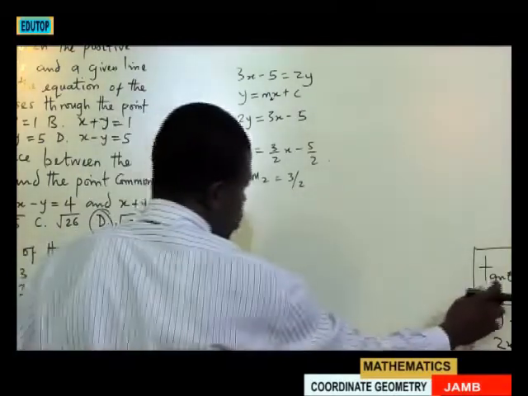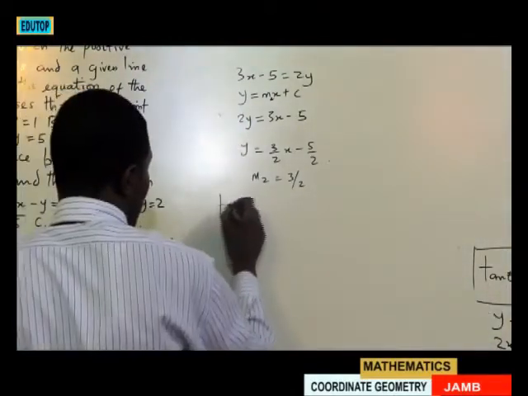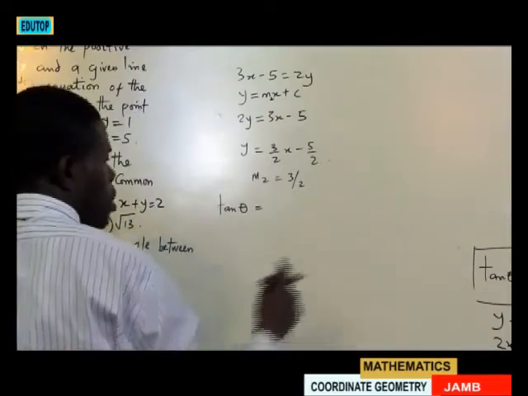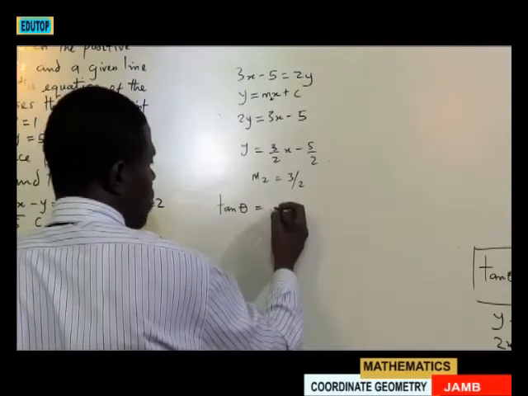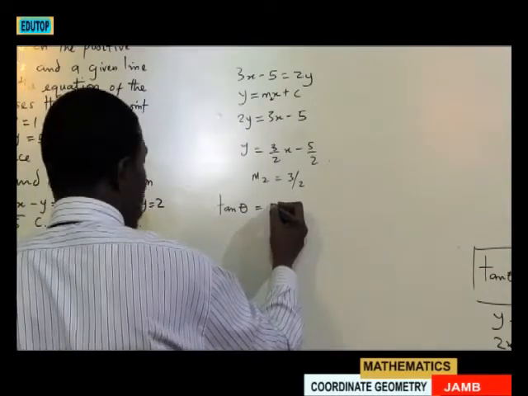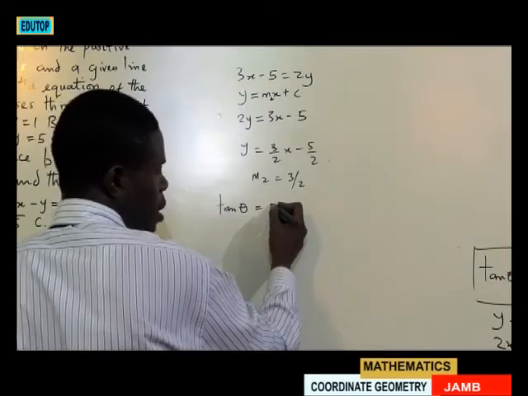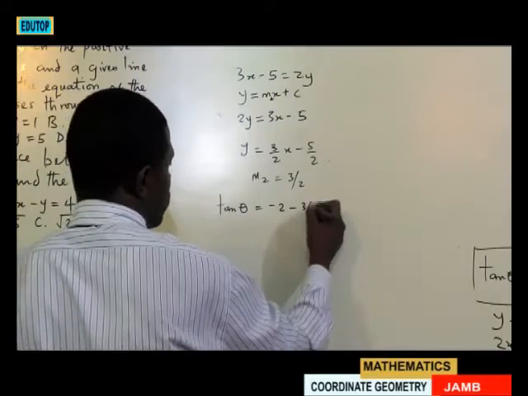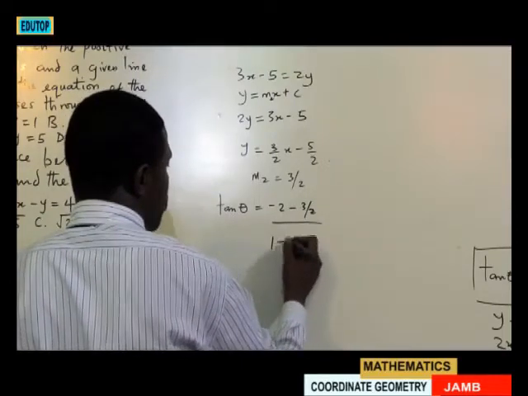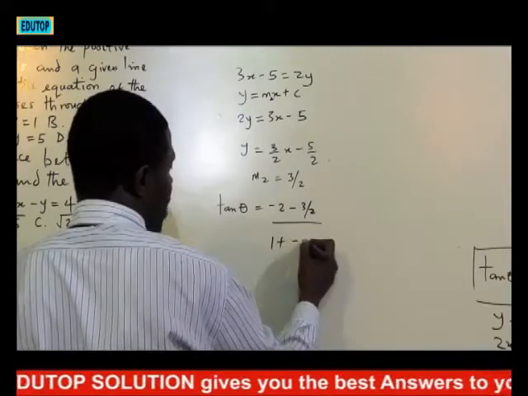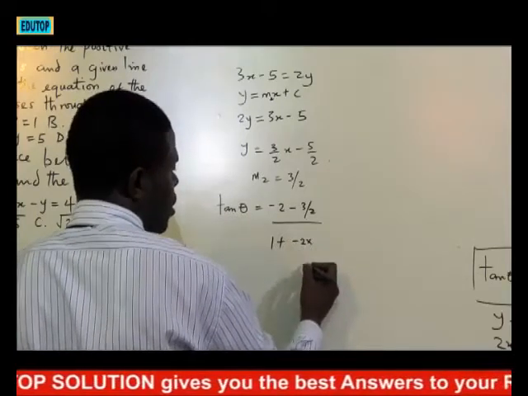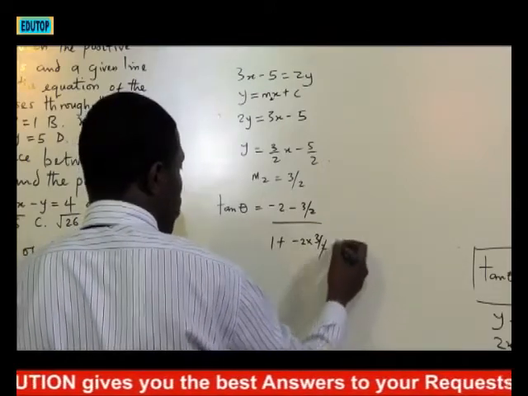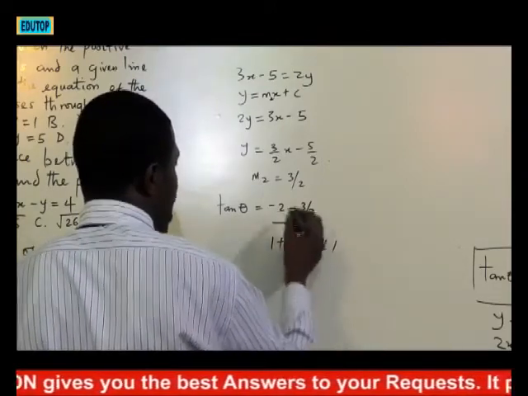And I can now go back to my original formula, which says tan theta equals m1. What is my m1? My m1 here is, what did I calculate? That's minus 2 minus m2, 3 over 2, over 1 plus m1, that's minus 2 times m2, that is 3 over 2. So 2 here, 1, 2 here, 1. So I have this one.